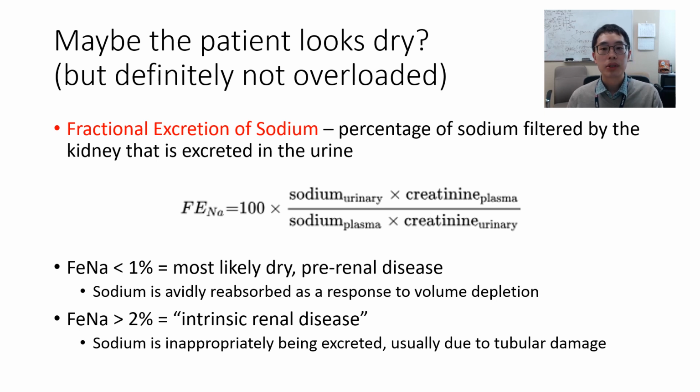We do have ways to help us determine if a patient is volume overloaded or not, and this is with the fractional excretion of sodium calculation. It represents the percentage of sodium that is filtered by the kidney that eventually is excreted in the urine. In normal settings, the excretion of sodium should be about 1%, but in the setting of acute kidney injury due to pre-renal etiologies, the kidney will want to avidly reabsorb the sodium and the FeNa value will drop to less than 1%. Conversely, in the setting of intrinsic renal diseases, there is usually some damage that prevents reabsorption of sodium, leading to sodium being inappropriately excreted, and the FeNa may be typically greater than 2%.